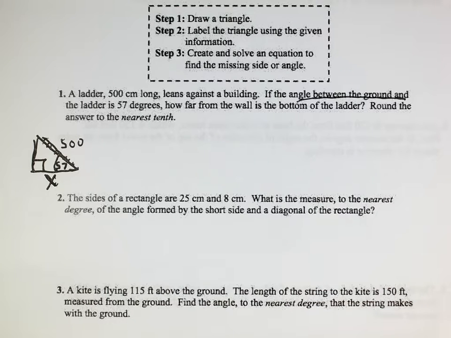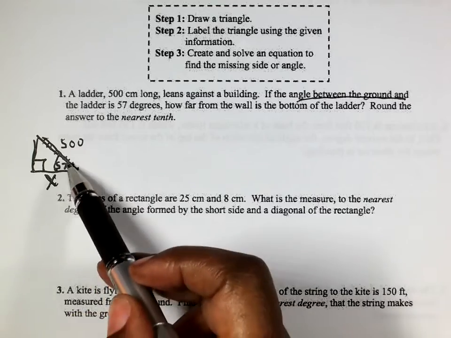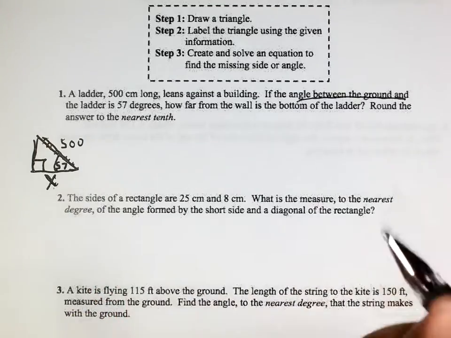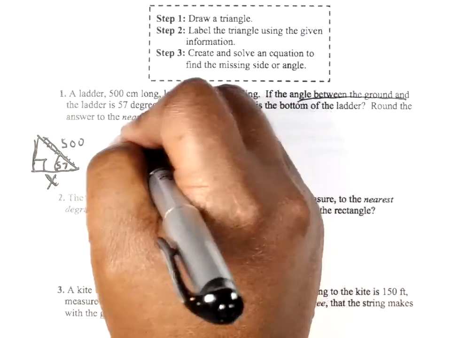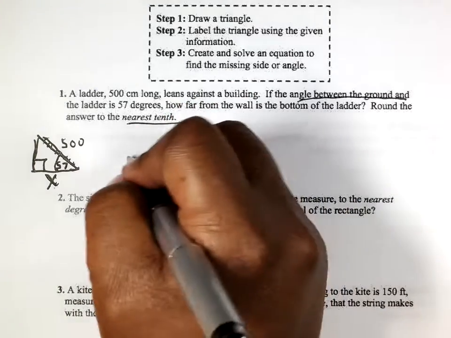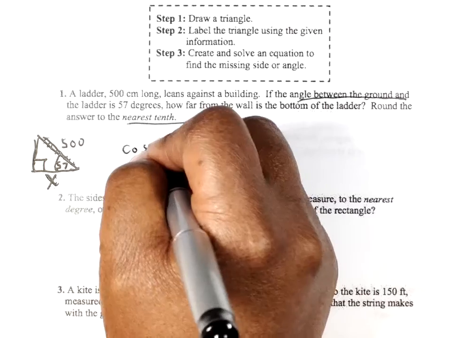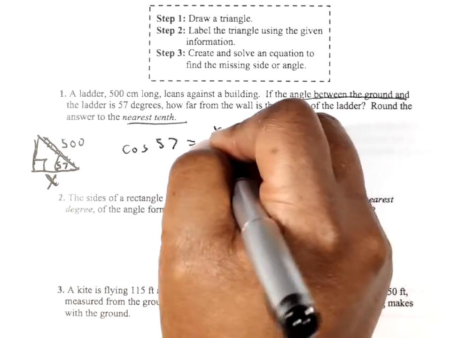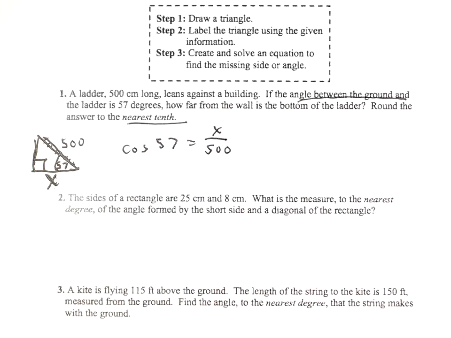So which trig function would relate that? I have an angle, I have the adjacent side, and the hypotenuse. So that has to be cosine. And we're going to round our final answer to the nearest tenth. So we get cosine 57 equals x over 500.